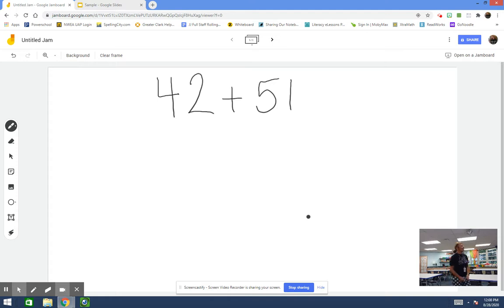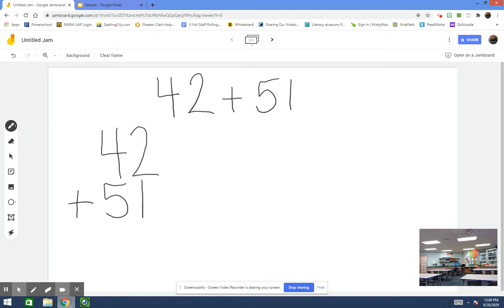So we're going to look at this problem here, 42 plus 51, and we're going to write it up and down. I will start with the 42, and again, I'm going to make it super, super neat. And then plus, I put my 5. My 5 is in the tens place, so I'm going to put that under the 4 because the 4 is in the tens place in 42. So there's 4 tens plus 5 tens. And then the 1 goes under the 2. There's 2 ones and 1 one. Then I draw my line.